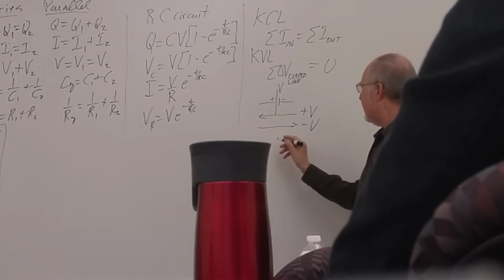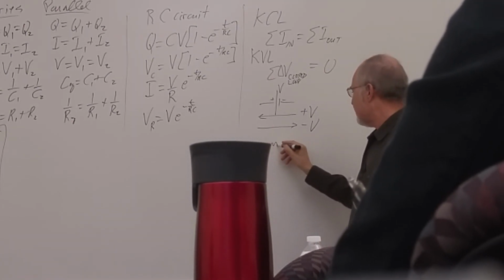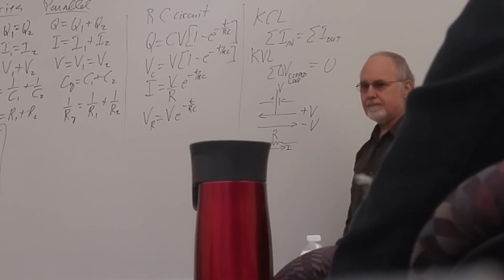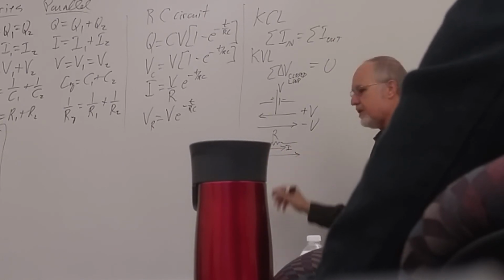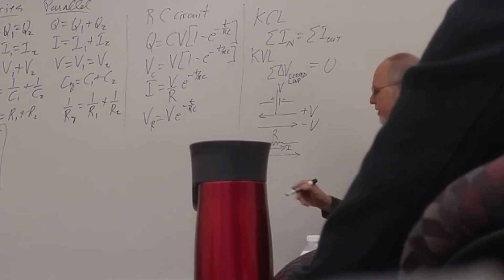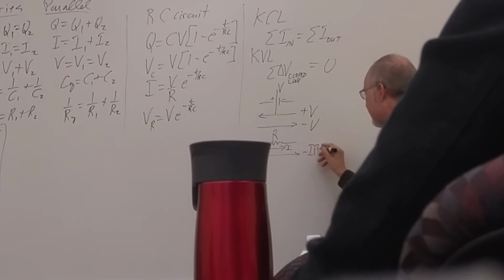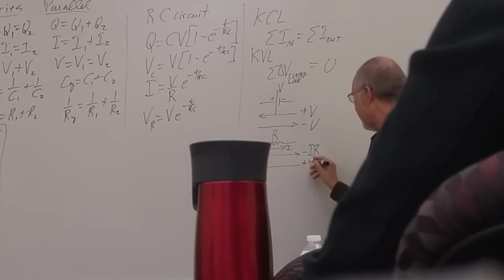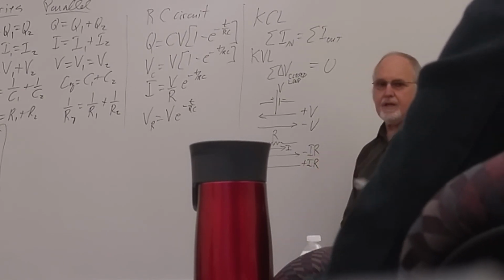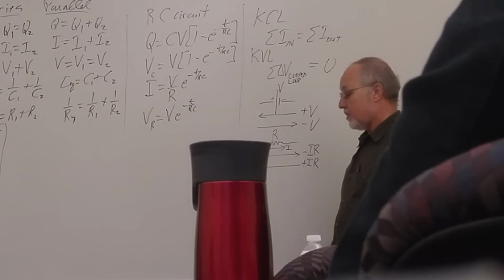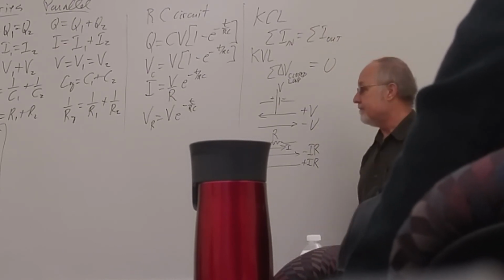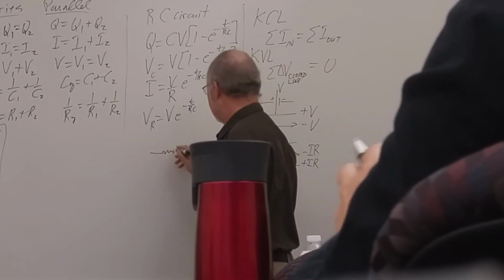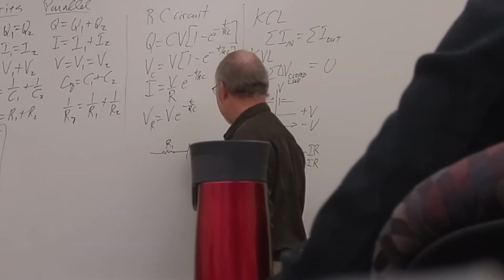Write that down. If you've got a resistor, and the current's going a certain direction. If you're going the same direction as the current, as you work your way around the loop, it's a minus I times R voltage change. If you're going against the current, it's a plus I times R voltage change. Those were Kirchhoff's laws.